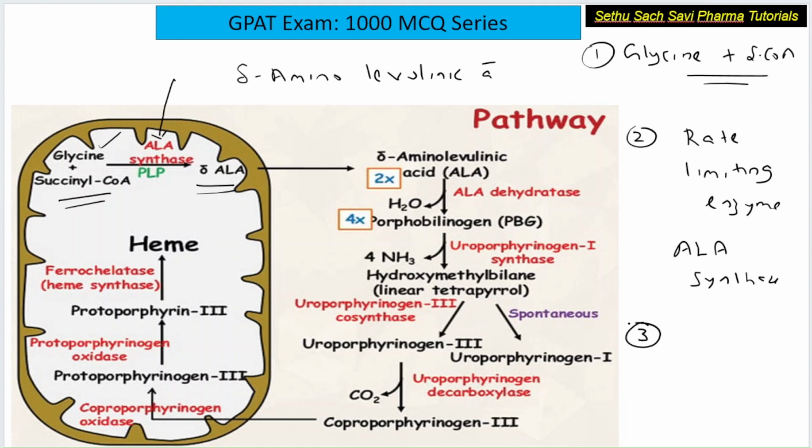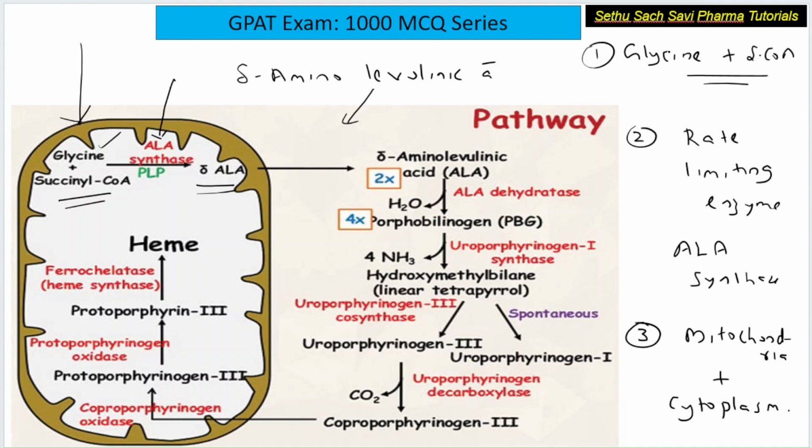Now the third point you need to remember, where does this biosynthesis of heme occur in the body? So remember, as you can see from this figure, this is the mitochondria, as well as this region is the cytoplasm. Okay, so heme biosynthesis happens in mitochondria as well as cytoplasm. Half of the steps happen in the mitochondria, and the remaining half of the steps happen in the cytoplasm. So it is a combination of mitochondrial location as well as a cytoplasm location where the heme biosynthesis happens.